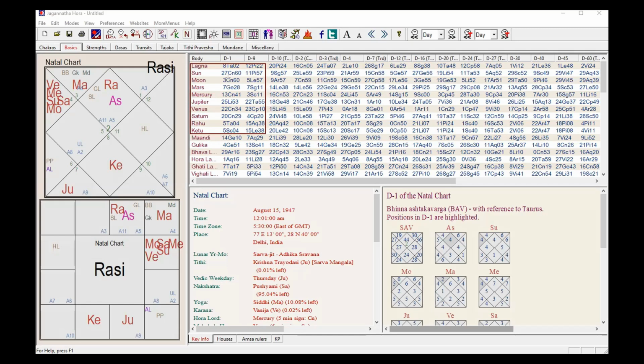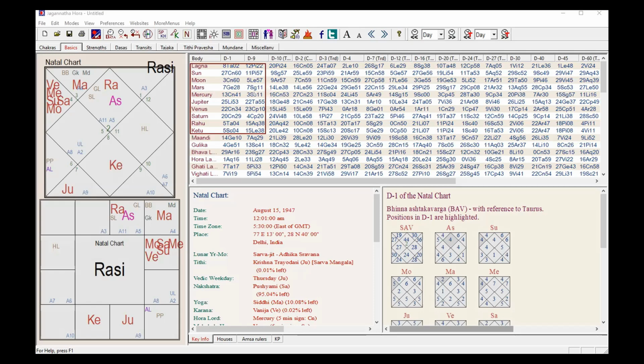Sun is 27 degree 11 minute. Moon 3 degree 5 minute. Mars 7 degree 7 minute, and in Navamansha it's 7 degree again. Mercury 13 degree, and in the D9 chart 3 degree 11 minute.